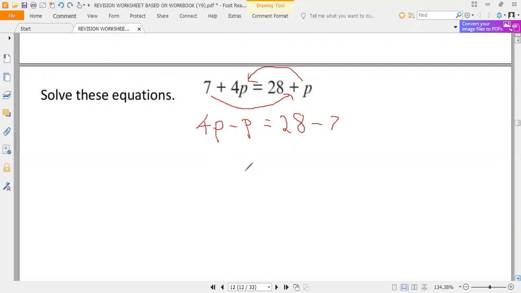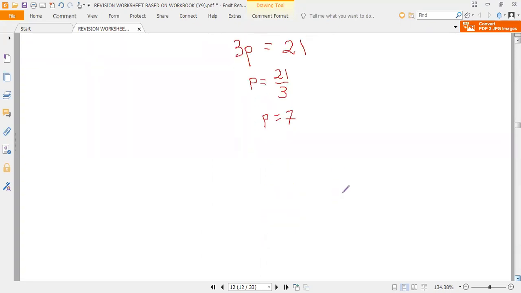So 4p minus 1p is 3p equals 21. 3p equals 21. p equals 21 over 3. p equals 7. Let's move on.